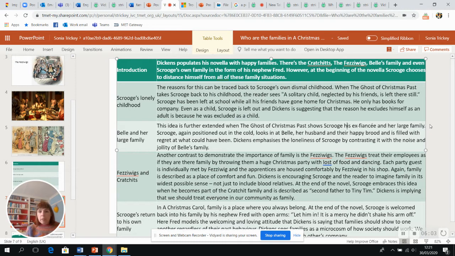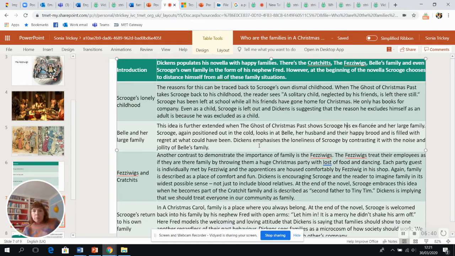So this idea is extended further when the ghost of Christmas past shows Scrooge his ex-fiancée and her large family. Scrooge, again positioned out in the cold, looks in at Belle, her husband, and their happy brood, and is filled with regret at what could have been. Dickens emphasises the loneliness of Scrooge by contrasting it with the noise and jollity of Belle's family. So Scrooge: quiet, cold, alone. Families: noisy, rambunctious, happy, warm inside. So I'd continue this idea.